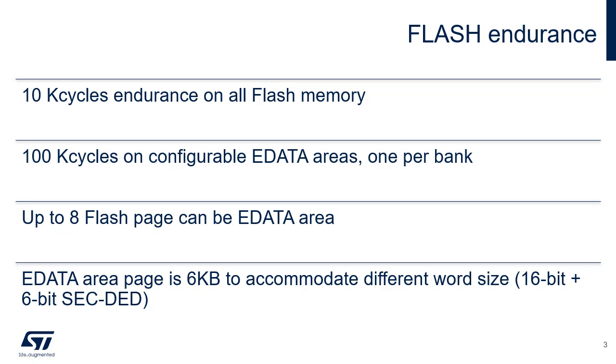Up to 8 sectors per bank may be reconfigured for an increased endurance of 100 kilocycles that can be used for data storage that usually needs more intensive cycling capability than code storage. These e-data sectors store less data to make up for the necessary redundancy for error correction.